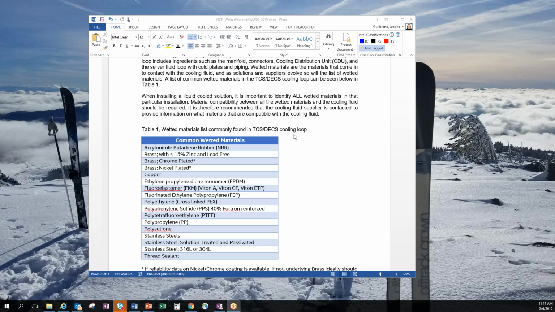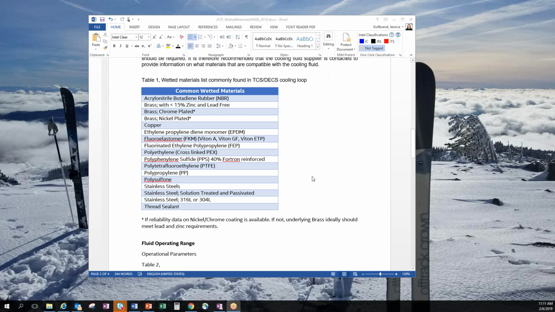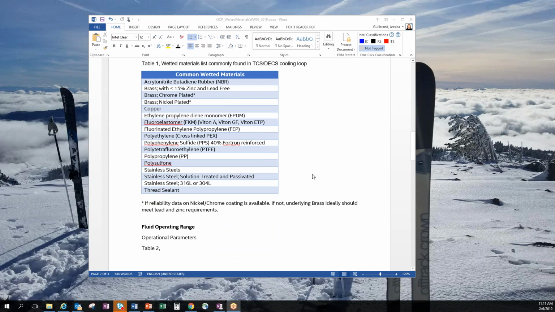And this is really where the fluid suppliers come in, and that's why I wanted to have this discussion as well, right? Part of what we wanted to do here in the work group is that we need to put in a fluid operating range as well. So we'll talk about that.